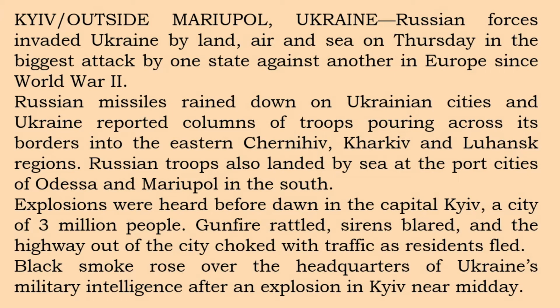Russian forces invaded Ukraine by land, air, and sea on Thursday in the biggest attack by one state against another in Europe since World War II. Russian missiles rained down on Ukrainian cities, and Ukraine reported columns of troops pouring across its borders into the eastern Chernihiv, Kharkiv, and Luhansk regions. Russian troops also landed by sea at the port cities of Odessa and Mariupol in the south.